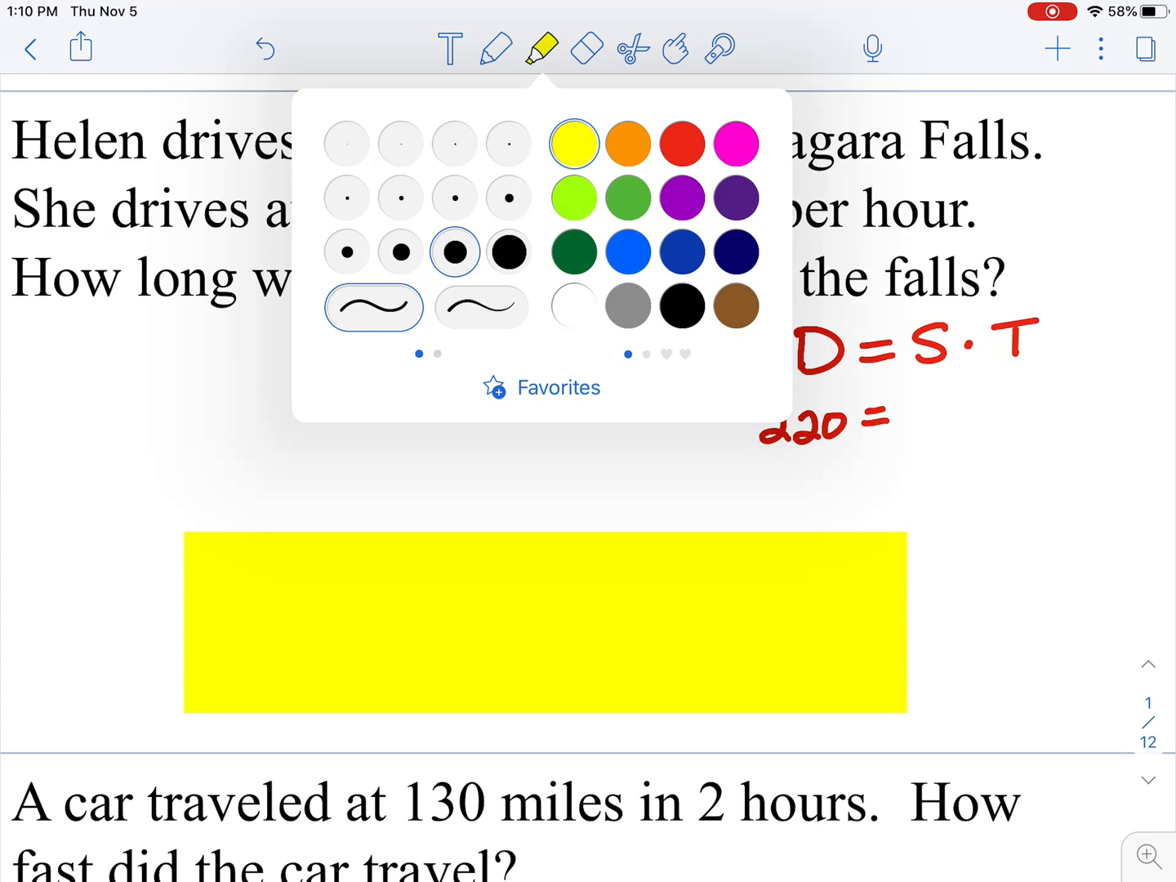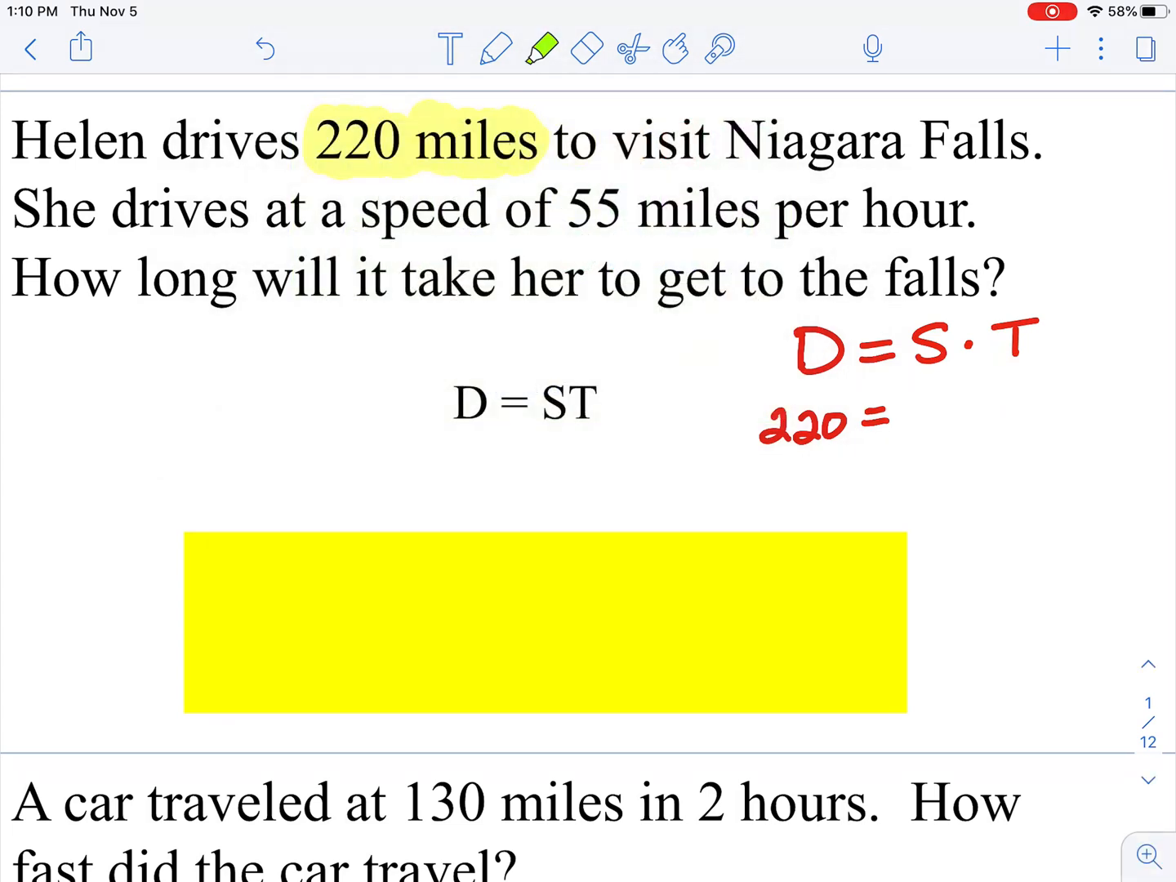And then it actually says she drives at a speed of 55 miles per hour. And I'll give you another little hint. Speed will always have that per in it. Miles per hour, seconds per feet. It will always have that per when it's talking about speed. But this literally comes out and says the speed of 55 miles per hour. So my S, my speed, I'm going to replace with 55. What I don't know is the time.